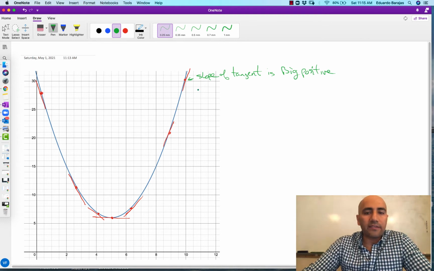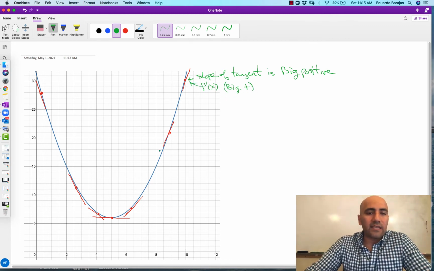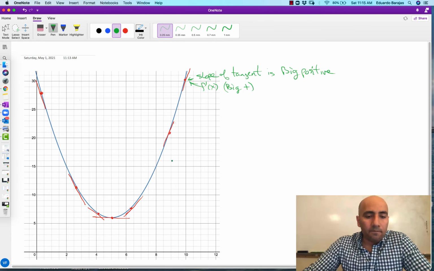We just know it's a big positive. So I'll note that by saying f prime of x at this point is just a big positive. That's just the shorthand notation I'm going to use, so we don't want to write that sentence everywhere. And then over here, at this point, it's still positive, but less so than that. So I'm going to say that at this point, the slope of the tangent line, f prime of x, is going to be equal to a small positive.